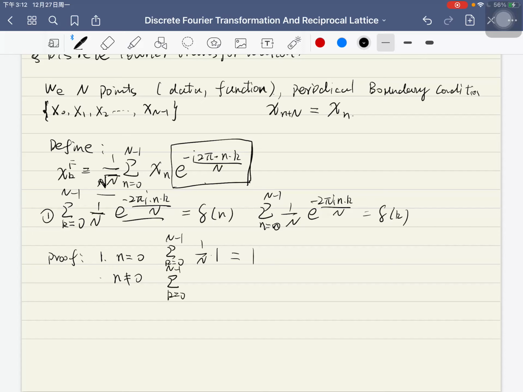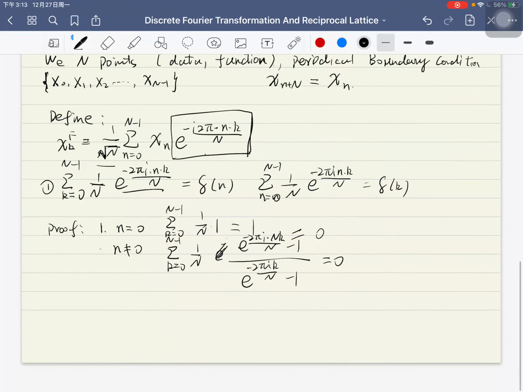And if n does not equal 0, this summation becomes, using the formula of the power series, the numerator e to the 2 pi i n minus 1 over the denominator. Then this part equals 0. So we have finished the proof.